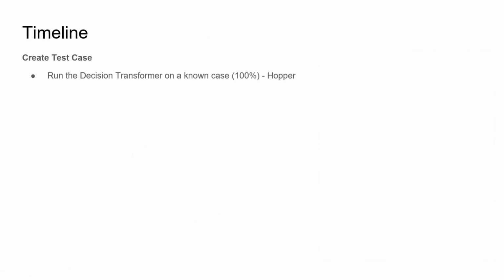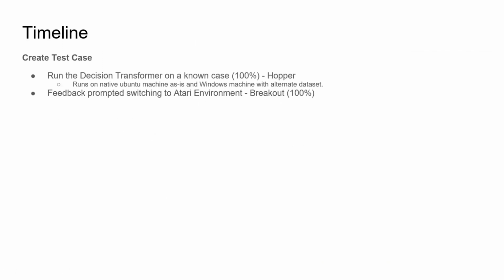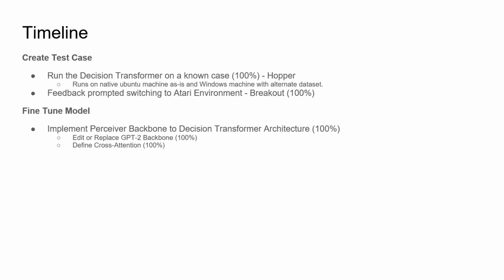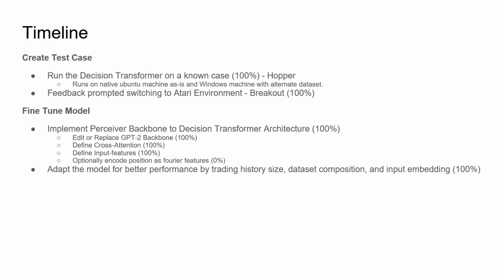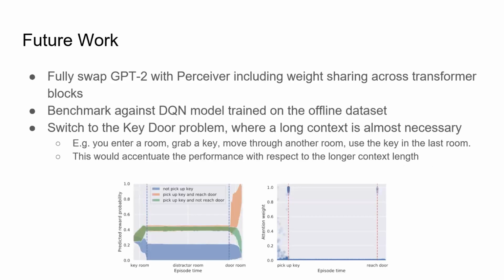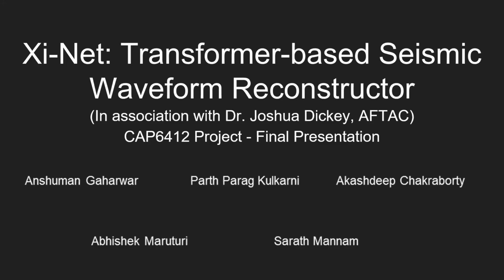I think that's really it. We had switched over to the game Breakout. We had tried it on Hopper before. We were able to replace the GPT backbone, define our cross attention, try new input features, and basically try training different things like adopting the longer context size, which we saw helped. So yeah, that's it.